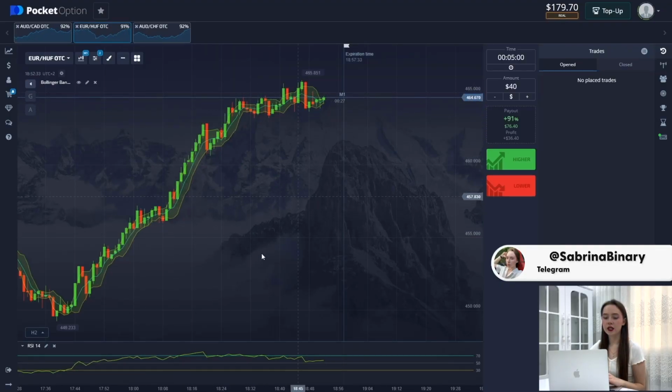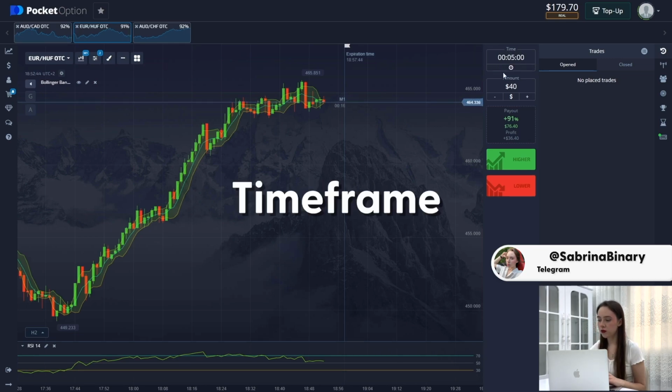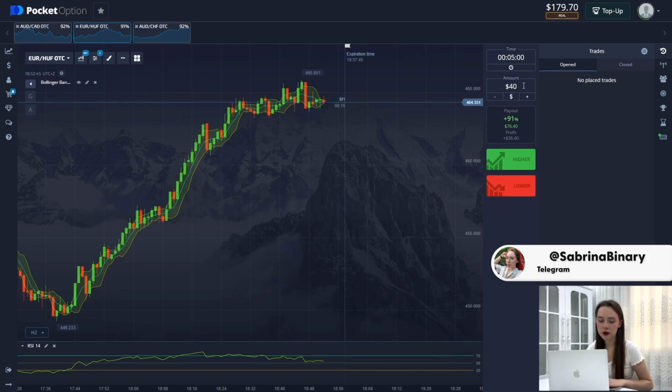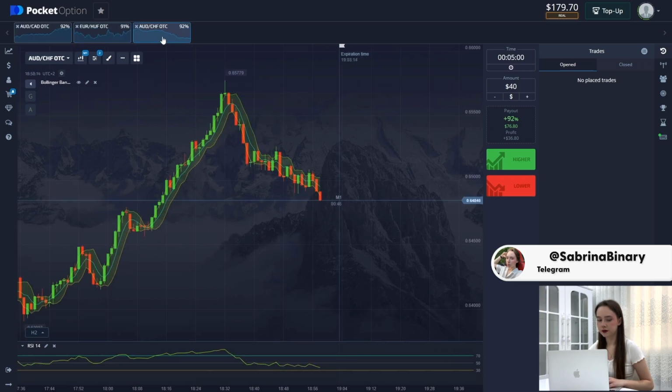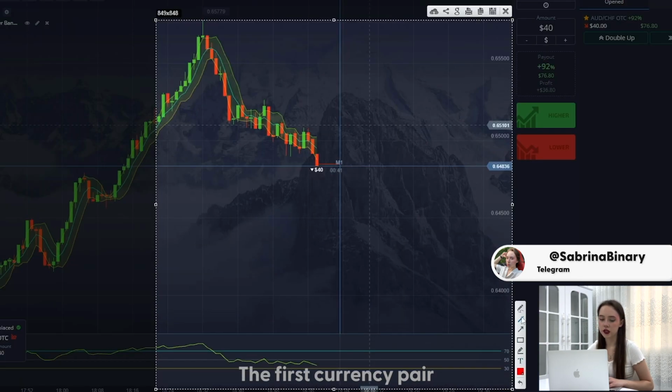So we are already on the broker's website and I have already selected currency pairs for today's trading. The starting balance for today is $179.70 and the time frame for the first trade will be 5 minutes, and we will open a trade for $40. And let's move on to the first currency pair. This currency pair is absolutely suitable for me. I immediately open a deal on the price decrease.